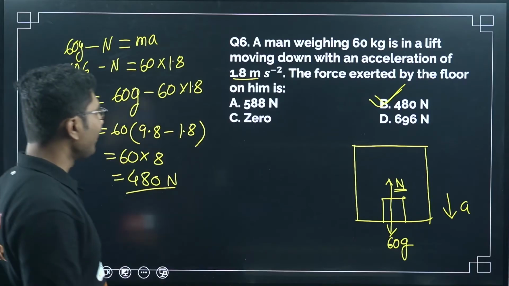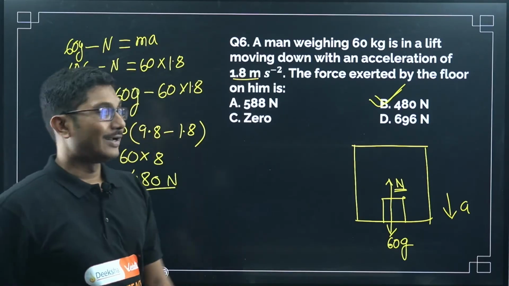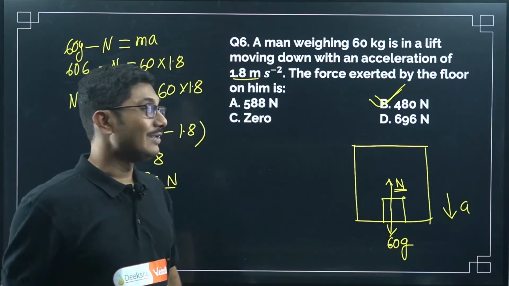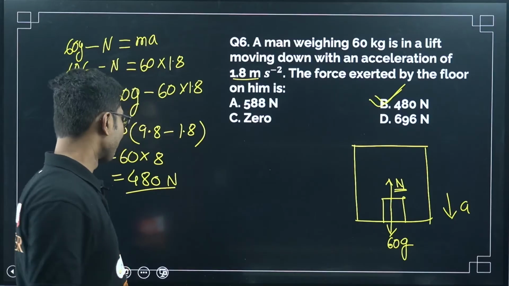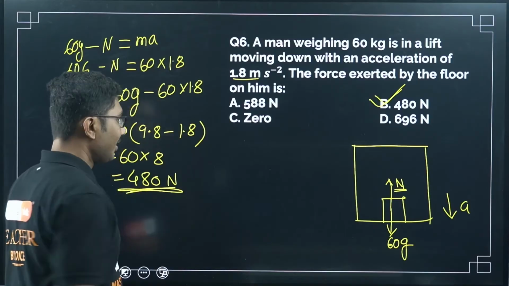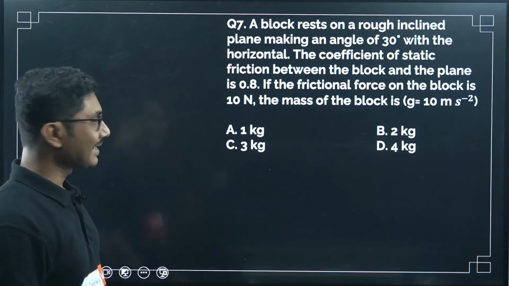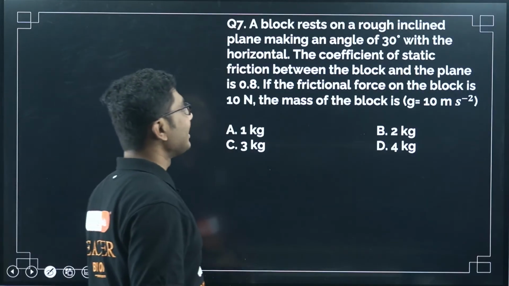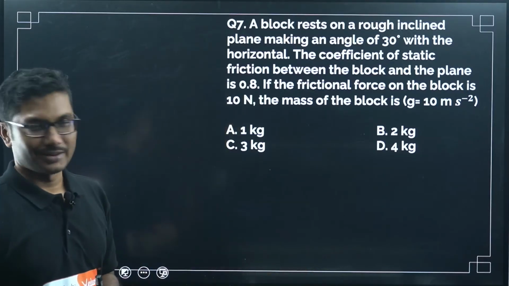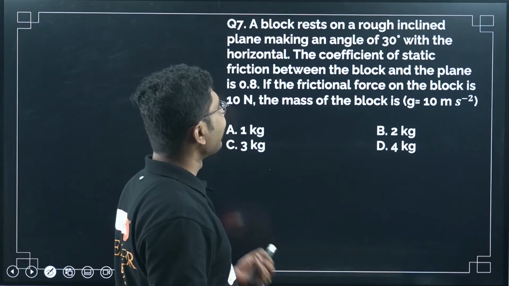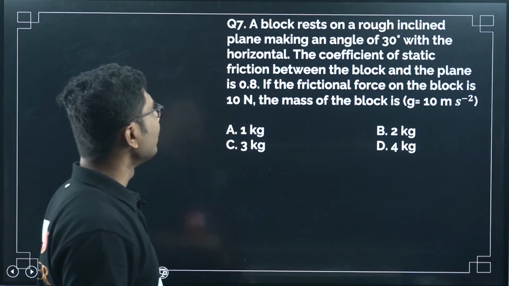So if you solve it, it is definitely not 0, unless the lift is falling freely at 9.8 meters per second squared, then obviously the force exerted by the ground will be 0. This is a very neat trick of Amir and Garib. If you practice a few problems, you will be a master in that, and you will never have any problem when the system is accelerating. Okay, a block rests on a rough inclined plane making an angle of 30 degrees with the horizontal.